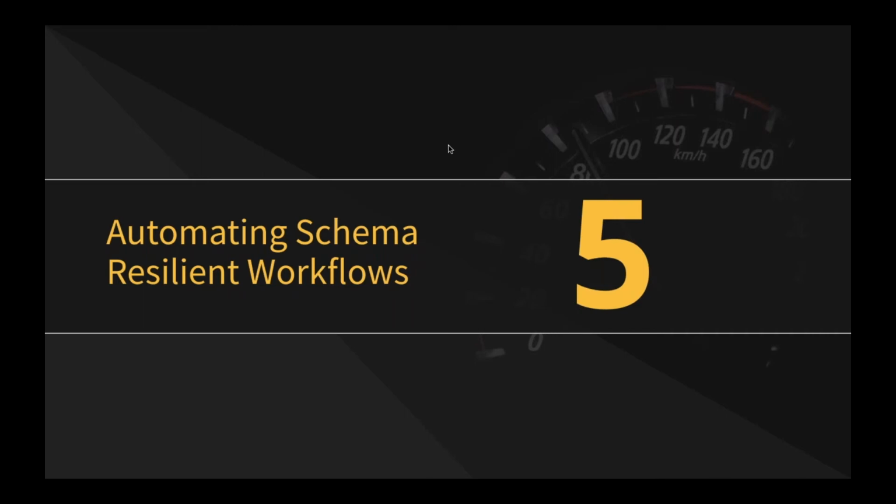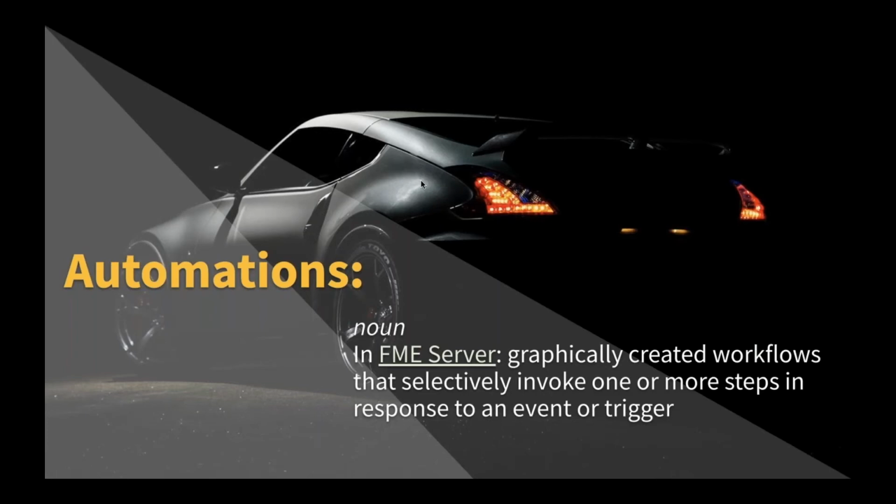So the last thing we're going to do is look at how we can use our FME Server technology to automate all this so you can have it look after things for you while you're still in bed sleeping. And so to do this, we're going to explore something in FME Server called automations. So what's the definition? In FME Server, automations are graphically created workflows that can run one or more steps in response to something happening. It's a way of gluing things together.